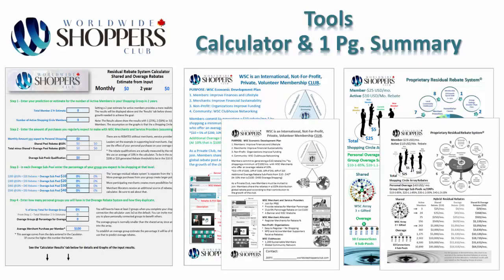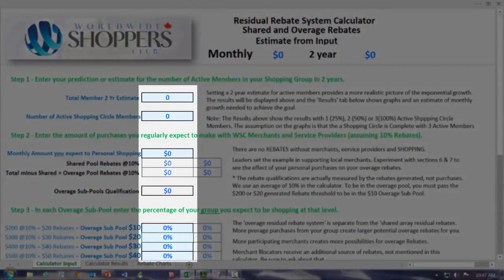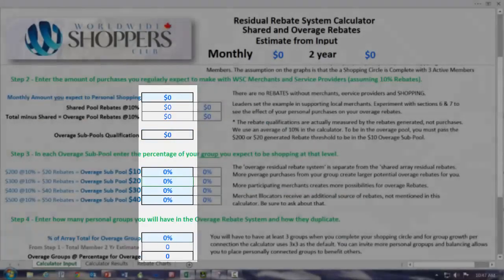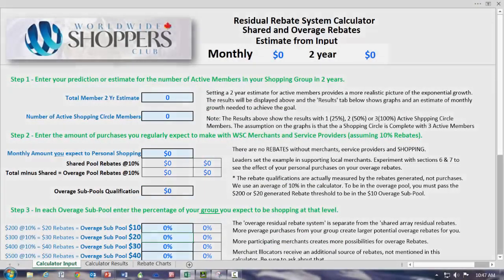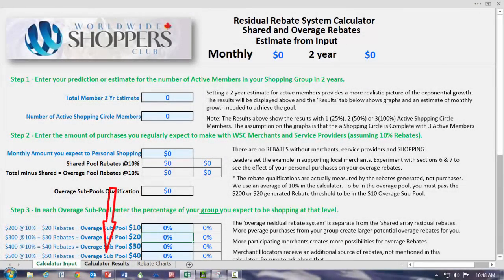So now let's go ahead and do some training using the Active Member Calculator. So the calculator is very short and very easy to use. All you have to do is plug in numbers into these blue sections, and it's just about this long, and then you're complete. What will happen is you will get immediate results up here at the top, but if you want to see more detailed results, you want to go to the calculator results.